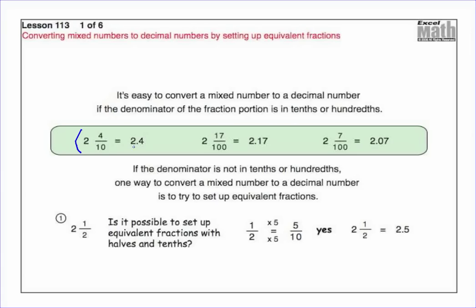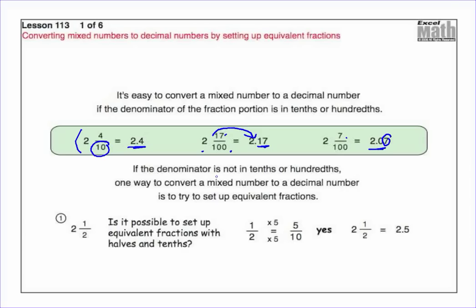2 and 4 tenths is equal to 2.4 because you already have a 10 as your denominator. 2 and 17 hundredths, 2.17. Changing this mixed number into a decimal is a piece of cake. 2 and 7 hundredths, 2.07. This means 7 out of 100 because it's in the hundredths place.